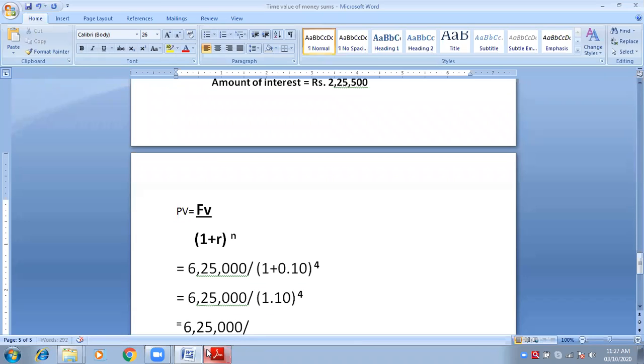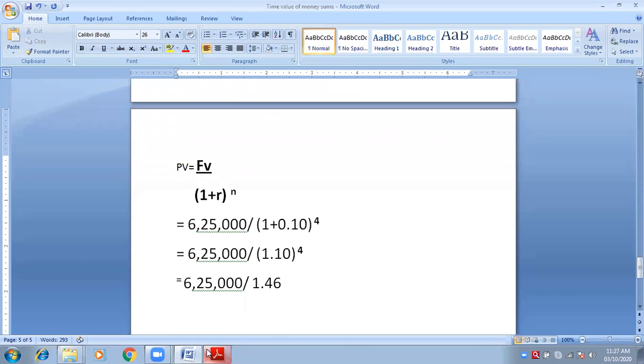Divided by, remember it is the division sign. It is 6,25,000 divided by 1.46. So what is the final answer? 4,28,082. Is it correct?